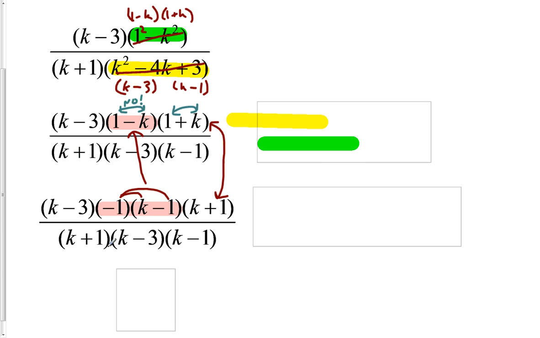Now we can actually start canceling. We had our k minus 3 that we noticed earlier. We also have the k plus 1 situation that we can cross out. And we have a k minus 1 now that we can get rid of. So after all of that, we're left with nothing but a -1. And that's going to be our final answer.